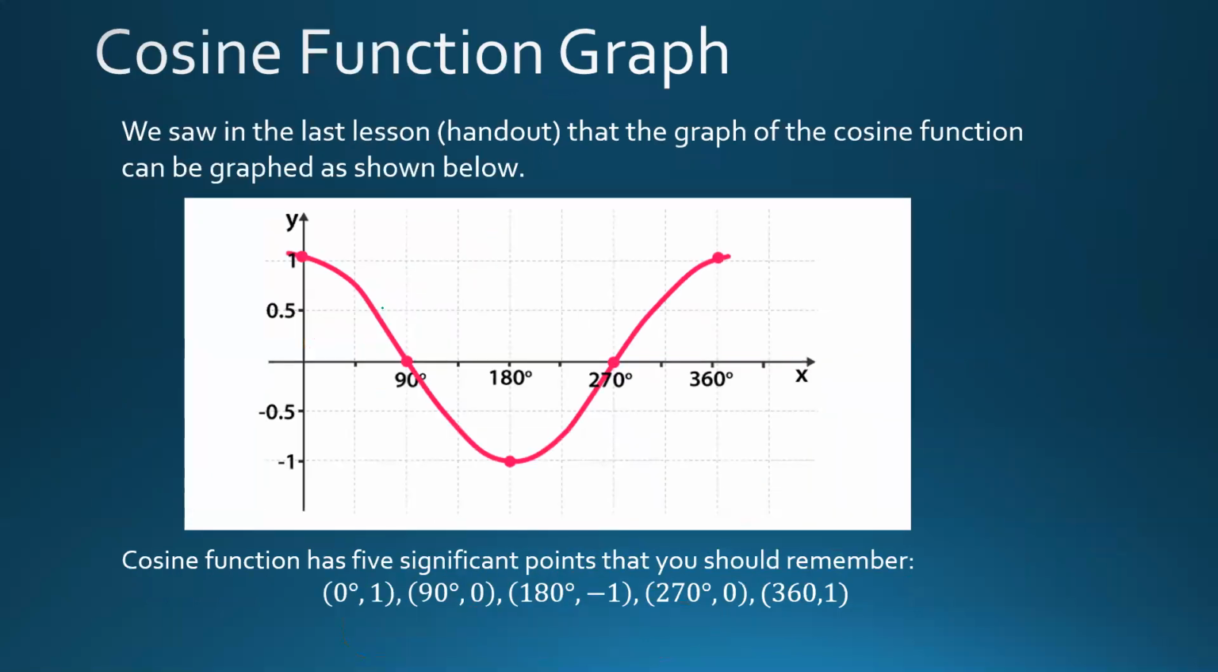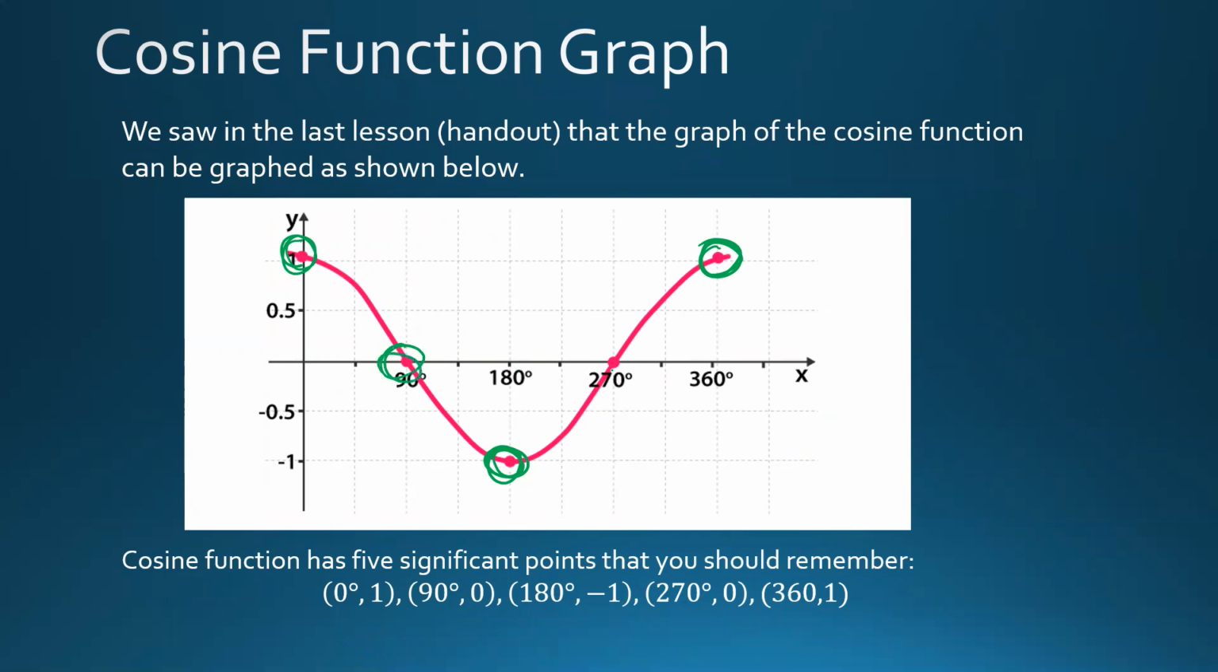Cosine functions. The cosine function is extremely similar. We noticed that it has the exact same maximum value. The maximum points were 0 and 1, and 360 degrees and 1. We noticed that it also has a minimum value of -1, at 180 degrees and -1.